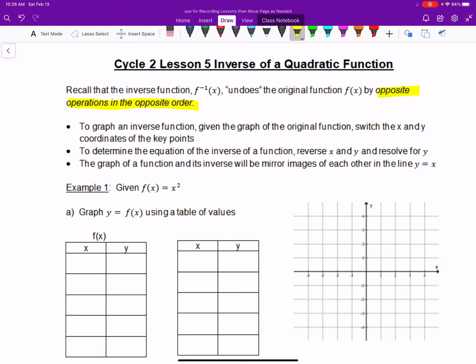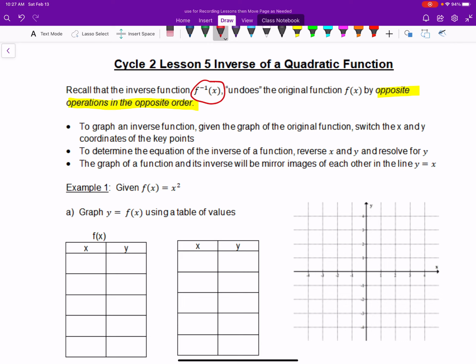And we represent an inverse function by writing f to the exponent -1 at x. And that little -1 exponent tells us that we're dealing with an inverse. So to graph an inverse function, we know that we can take the graph of the original function, just switch all the x and y coordinates, and then we'll have our graph of the inverse. And it'll look like it's reflected in the line y equals x, that diagonal line through the origin.